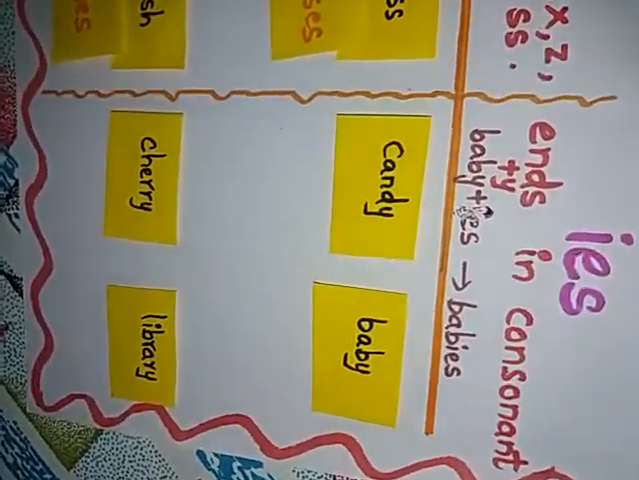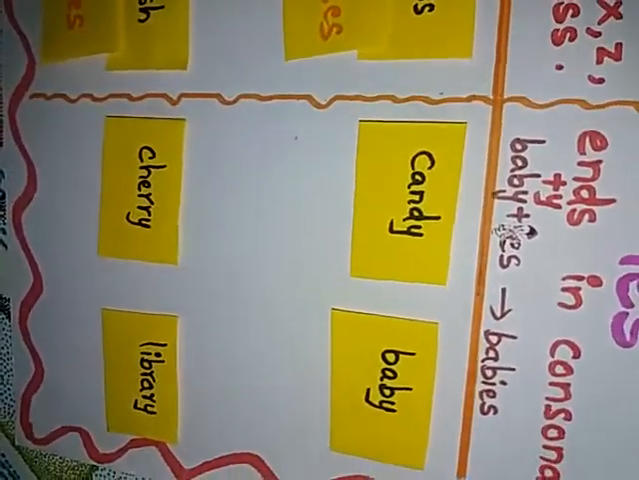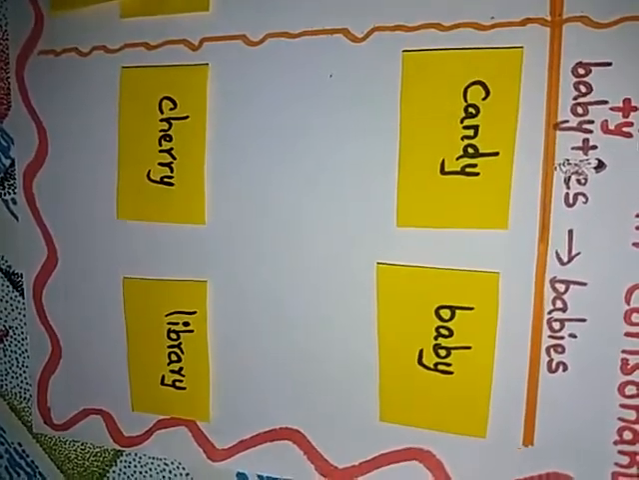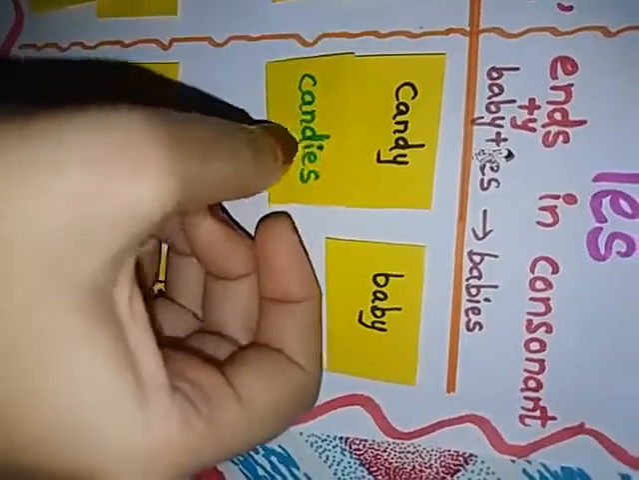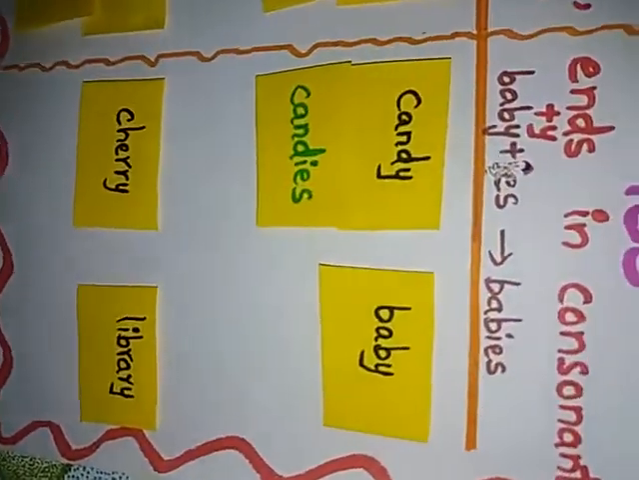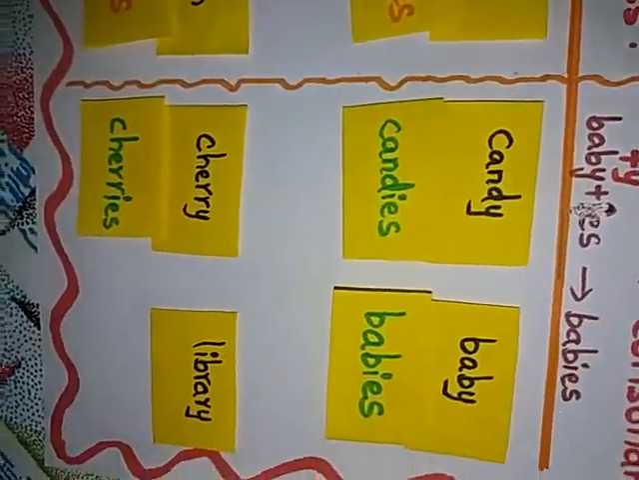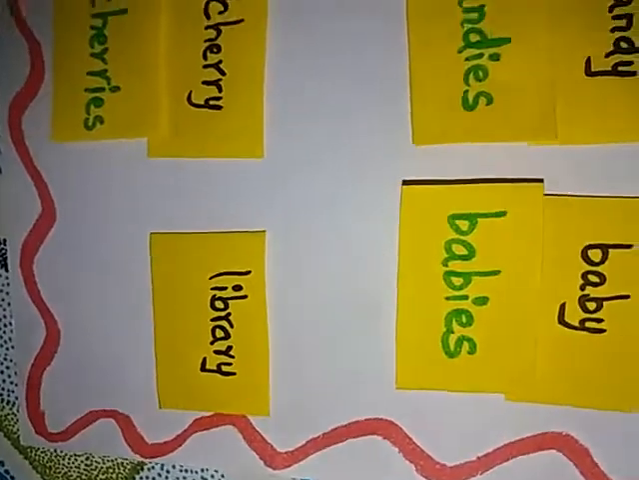It is ending with the consonant letter Y. Now candy. What you have to add? You have to add IES, then it will become candies. Candies. The next one, baby. Babies. Next, cherry. Cherries. Next, library. Libraries.